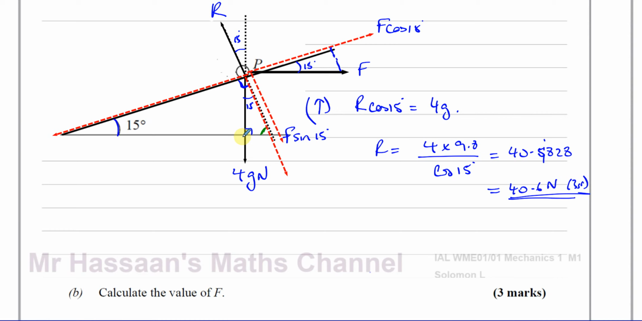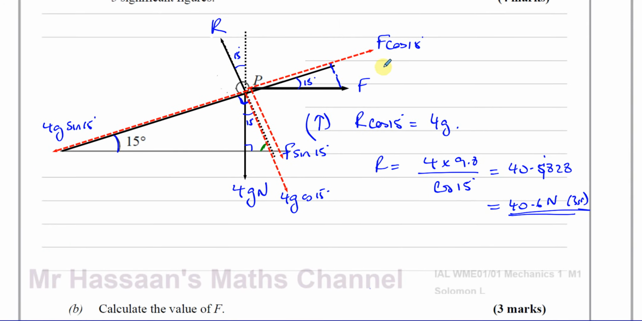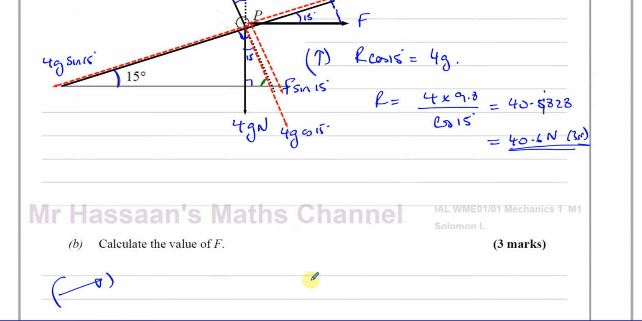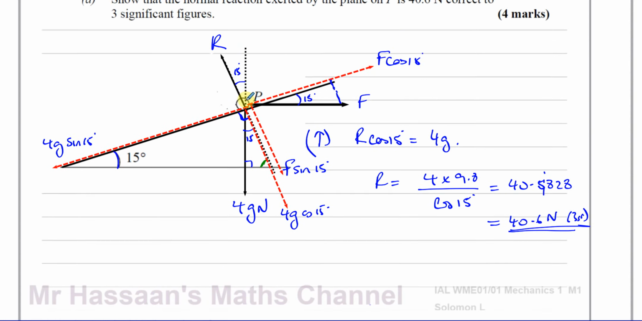So the same thing with the weight. 4g going into the angle, in this case it will be cosine. 4g cosine of 15. And here it will be going away from the angle, so that's 4g times the sine of 15. So if I now resolve the forces parallel to the plane, I've got they're in equilibrium because the upward forces and the downward forces balance out. So I have F times cosine 15 is equal to, and you have here 4g times sine 15.